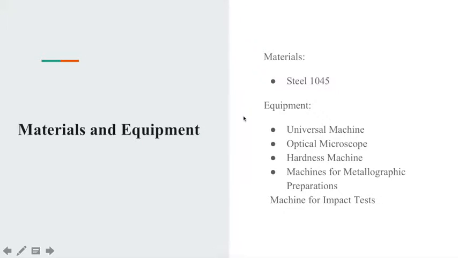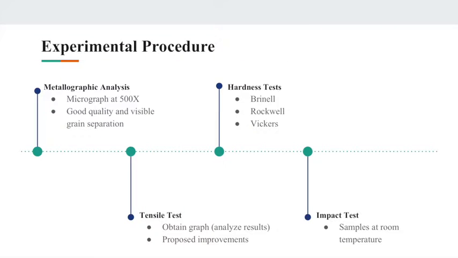The materials and equipment. The material given is steel 1045. The equipment was the universal machine, optical microscope, hardness machine, machines for metallographic preparations, and machine for impact tests.